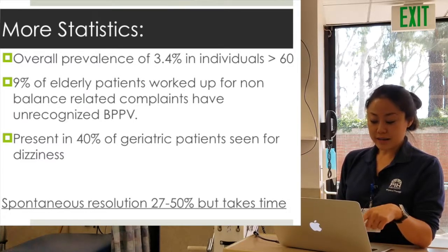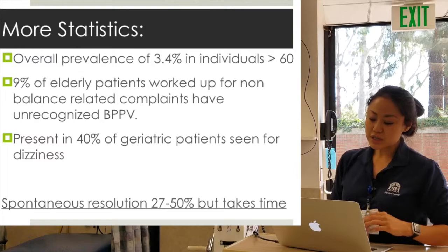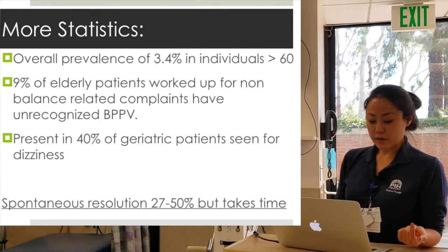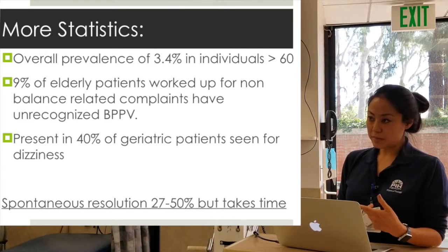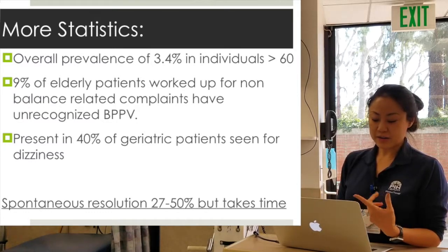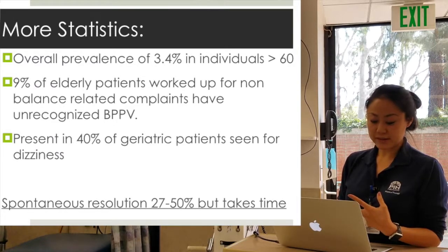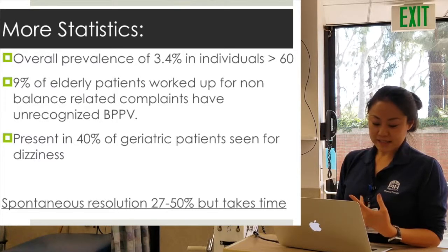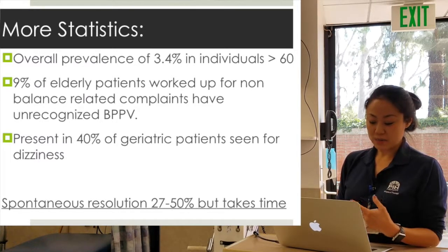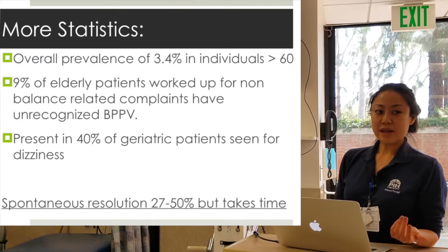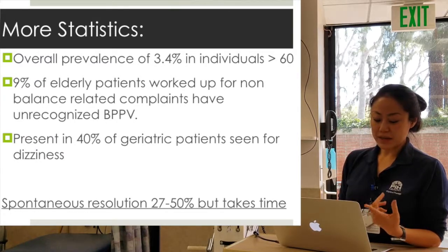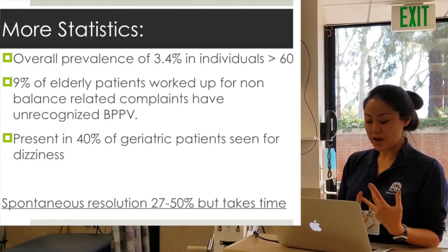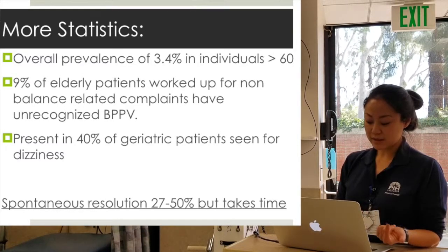There is a chance of spontaneous resolution for about 27 to 50% of people, but it takes time. Only 10 to 20% of people with BPPV will be seen by a physician and receive the appropriate repositioning maneuvers. 70% will go on to have MRIs, 45% will have CT scans, and then 53% will be treated with medications. So this tells us that if we improve our ability to detect and treat earlier, we can improve quality of life faster, and we can also save on a lot of medical costs.